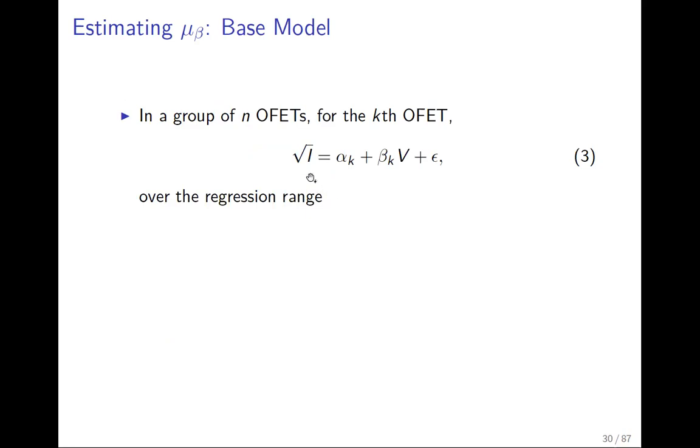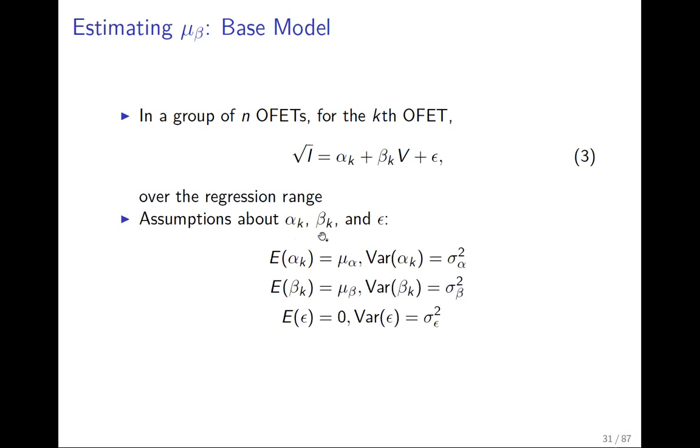Here, I represents the saturation drain current and V represents the gate voltage. The model assumes that for the kth OFET in a group of n OFETs, for each gate voltage in the regression range, the square root of the saturation drain current is a linear function of the gate voltage plus a random error epsilon. A subscript k is in the intercept and slope to indicate that they may vary across OFETs. We assume that the intercepts, slopes, and errors are random and represent their means and variances as shown.